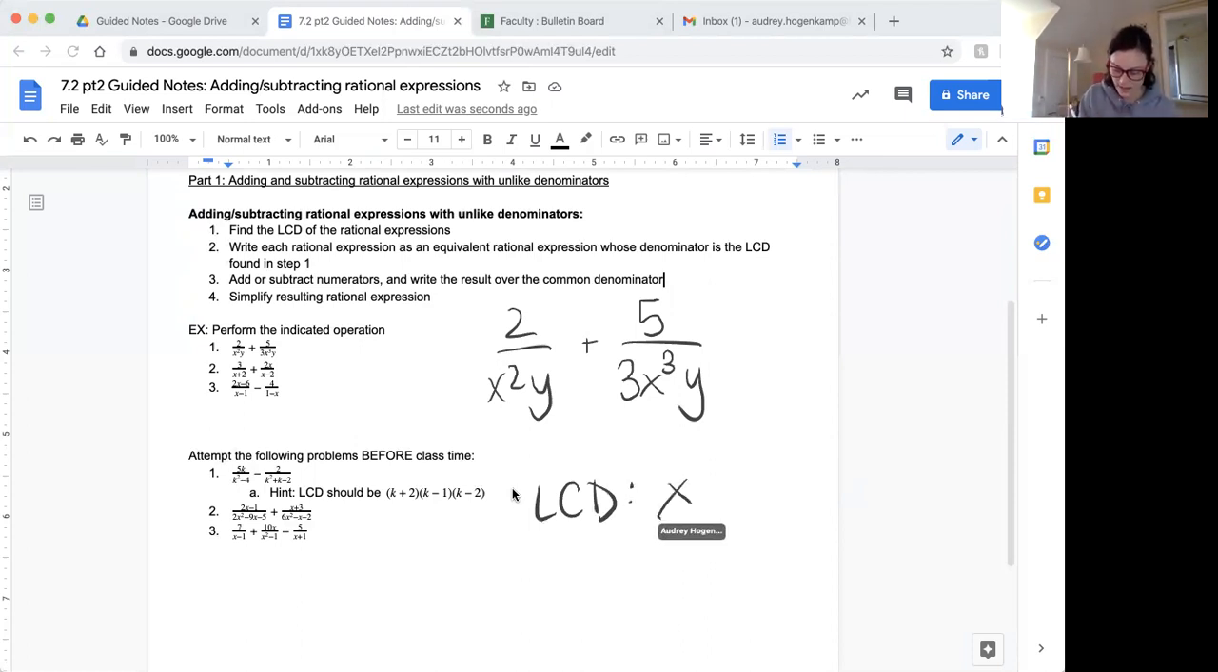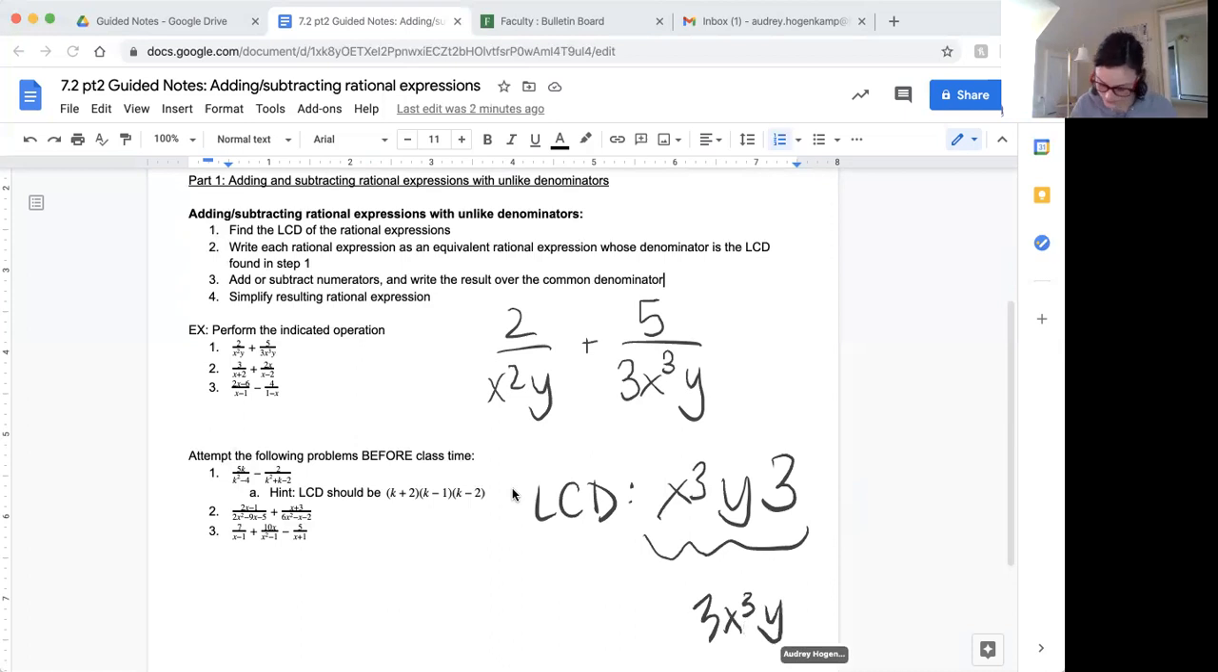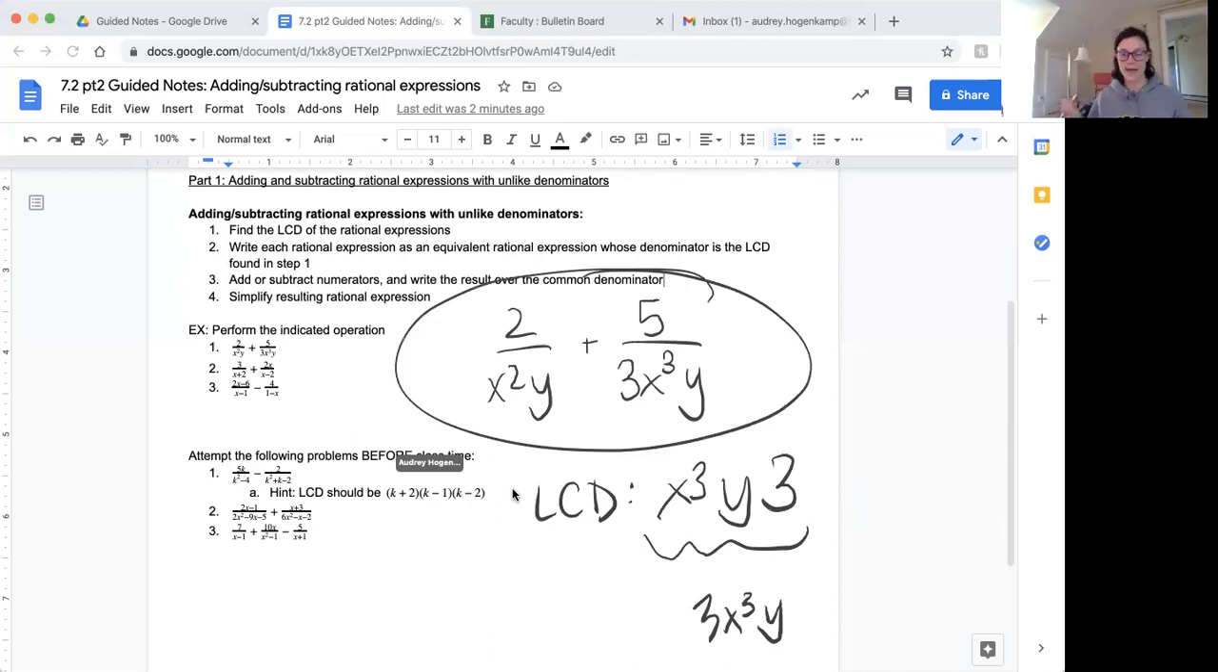So least common denominator, let's list out our factors. We have x, and the highest power we have of x is 3. We have y, highest power of y is y, and we have a 3. So our least common denominator is going to be the product of all of these. So it's going to be 3x cubed y. Okay, and now what we need to do is we need to take our fractions and we need to rewrite them over the common denominator, okay?